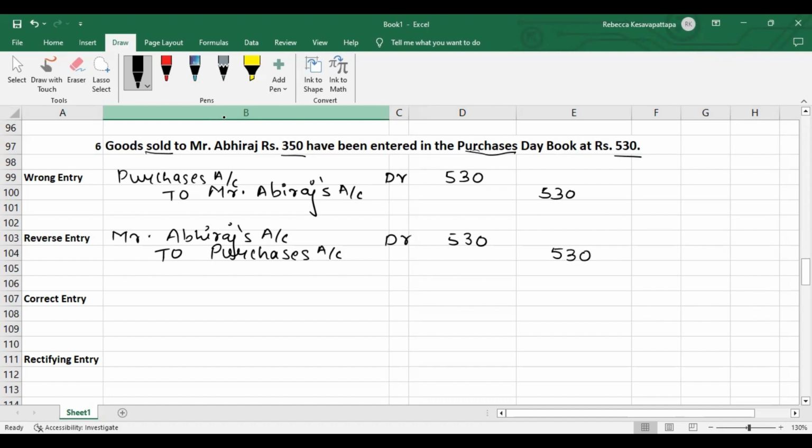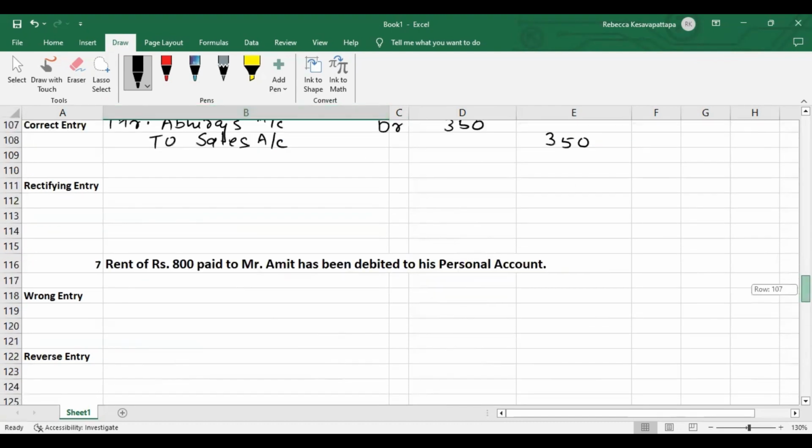What should be the correct entry now? The correct entry should have been, we should have debited Mr. Abhiraj's account, and the amount should have been 350 to sales account 350. And what is the rectifying entry now?